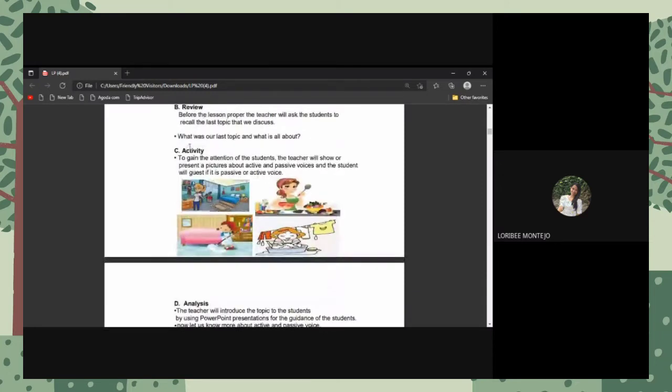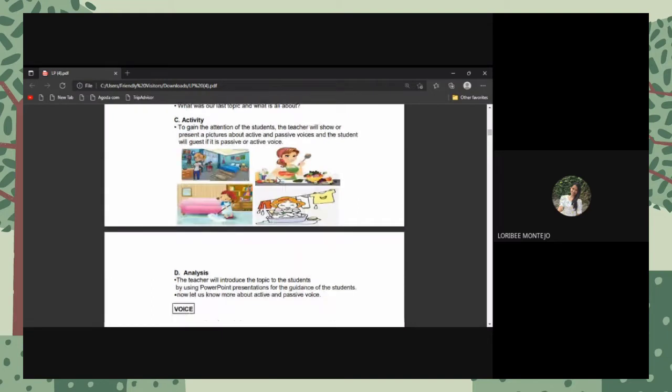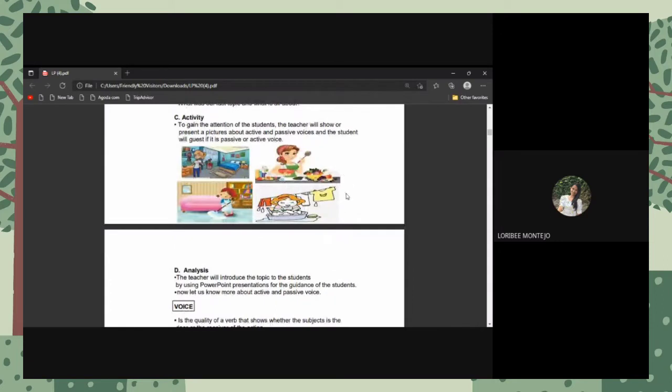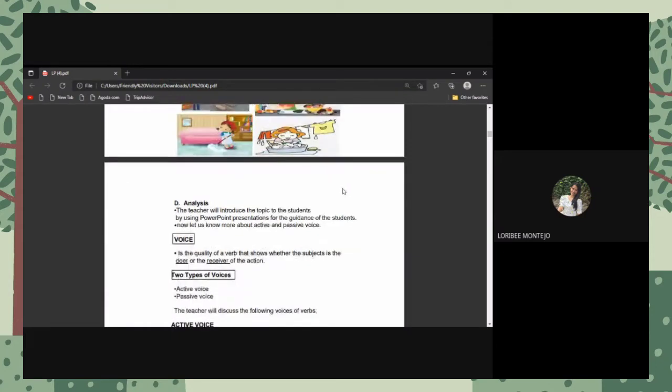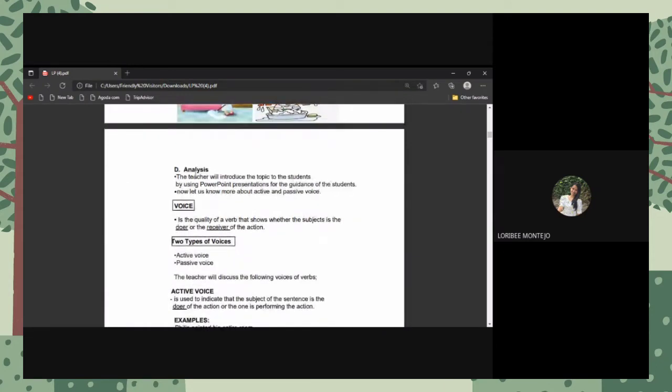And let's proceed to the activity. To gain the attention of the students, the teacher will show or present a picture about active and passive voices, and the students will guess if it is passive or active voice. Here, I provided 4 pictures for the students. So let's proceed to our analysis, wherein the teacher will introduce the topic to the students by using a PowerPoint presentation for the guidance of the learners.